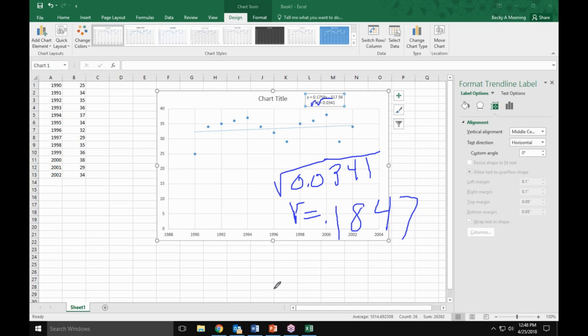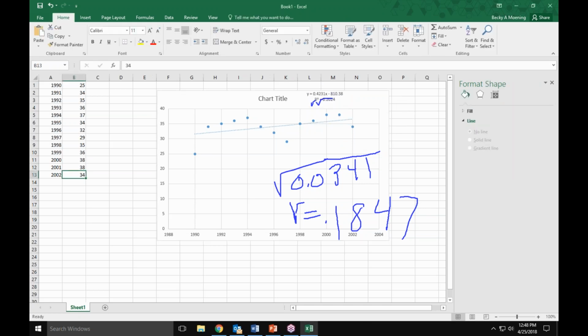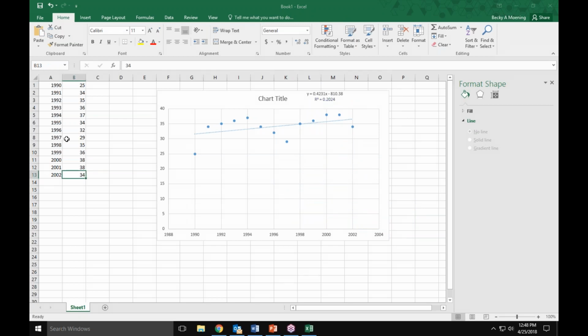Okay. Now, with Excel being as fabulous as it is, if I change one of these values, erase one, notice how when I changed one value and hit enter, it readjusted. It readjusted my trend line, it readjusted my R value, and everything.